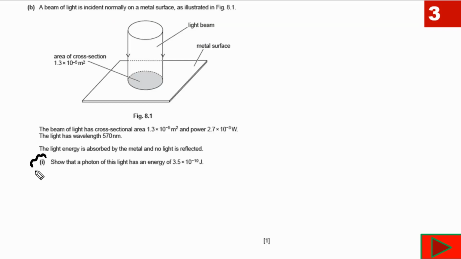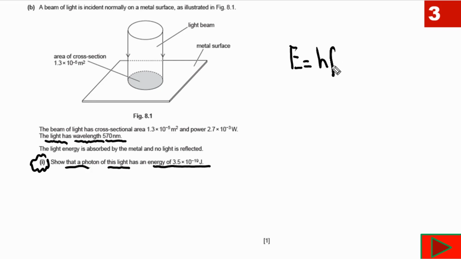For part B1, simply we need to show that a photon of light has energy equal to this. And let's see what is given to us about light. About light, it is given to us that it has a wavelength that is equal to 570 nanometers.